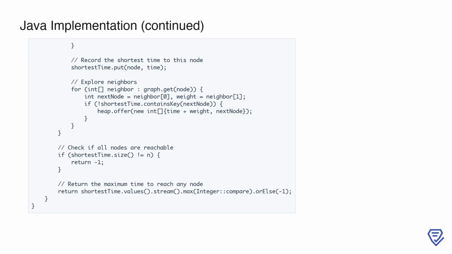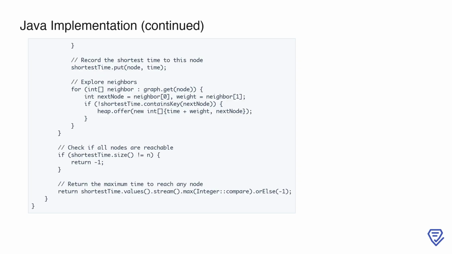After processing all reachable nodes, we check if the size of the shortest time map matches the total number of nodes, n. If not, it means some nodes are unreachable, and we return -1. Otherwise, we compute the maximum travel time from the shortest time values and return it as the result. This ensures the output is the time it takes for all nodes to receive the signal, or -1 if that's not possible.